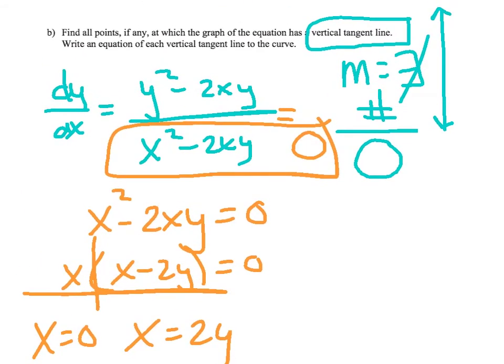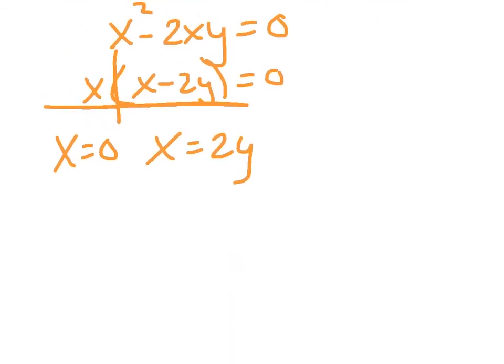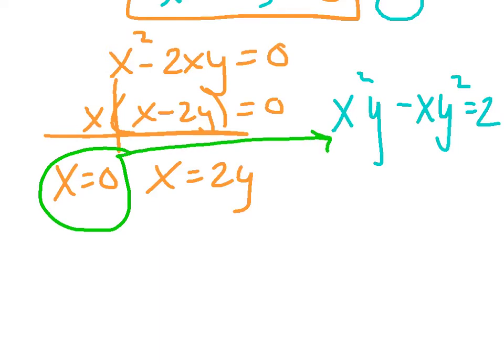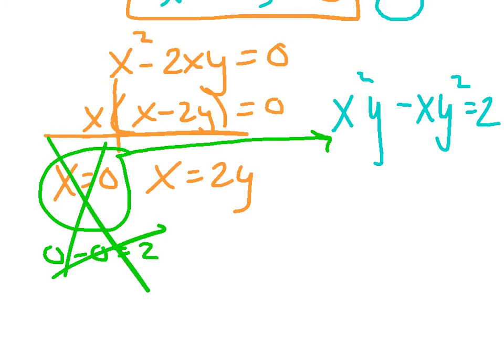Now let me recall the question here. Write an equation for each vertical line. So I do want it in terms of x. Now that I know these x values, I'm substituting them again back into the original. Everything's to the original. I'll get 0 minus 0 equals 2, which means nothing. This term gets rejected. I'm going to plug this one back in.